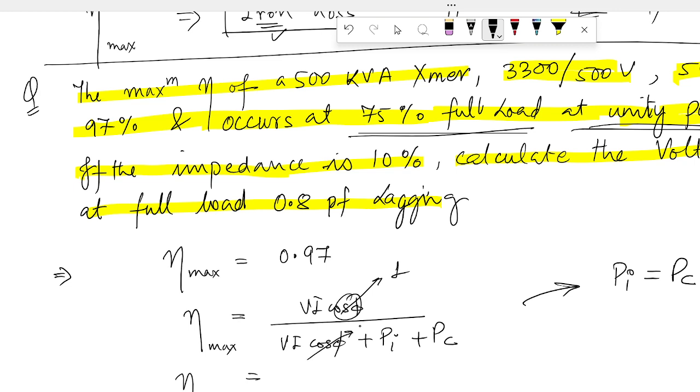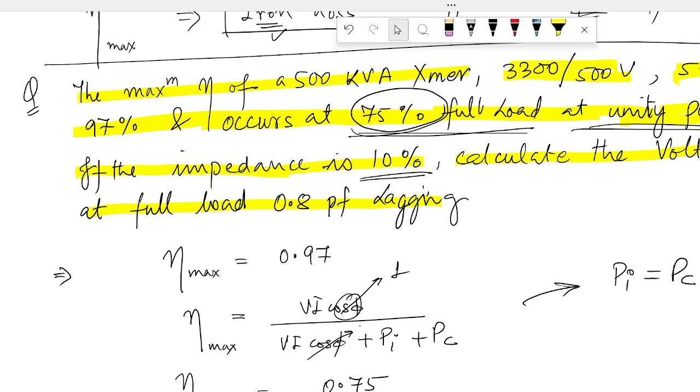So what will I write? 0.75, that is 75%, upon 0.75 plus 2 Pi. Okay, clear or not? Sir, instead of VI, you are writing the value. Yes, sir, exactly. Since everything is given in terms of percent, we are going to relate this in terms of per unit values. You understand per unit values? Yes, sir. Okay.